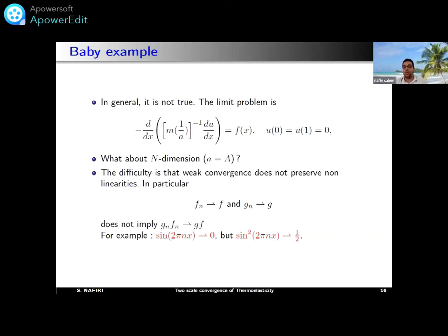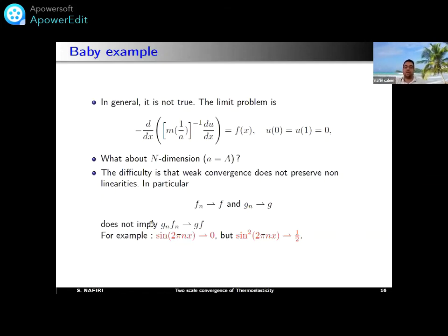In particular, when we have strong convergence, if An converges to A and Bn converges to B, then we conclude automatically that the product converges to the product. But for weak convergence the situation is different. If we have two sequences that weakly converge to two limits, we cannot deduce that the product converges to the product.